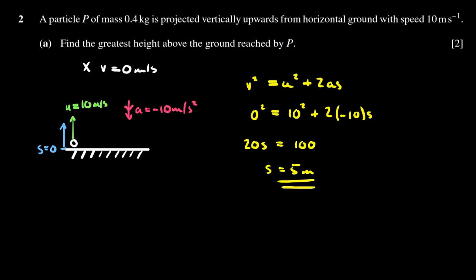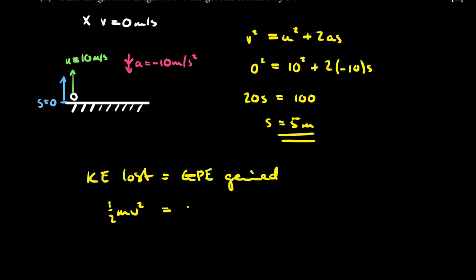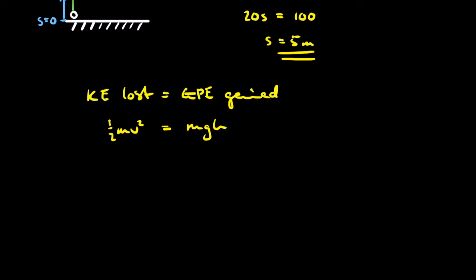And of course, alternatively, what we could do is consider energy. We could say that the kinetic energy lost, beg your pardon, must be equal to the gravitational potential energy that was gained. The formula for kinetic energy is a half mv squared, and the formula for gravitational potential energy is mgh. In this case, the m's are going to cancel off, so we don't have to worry about those at all.